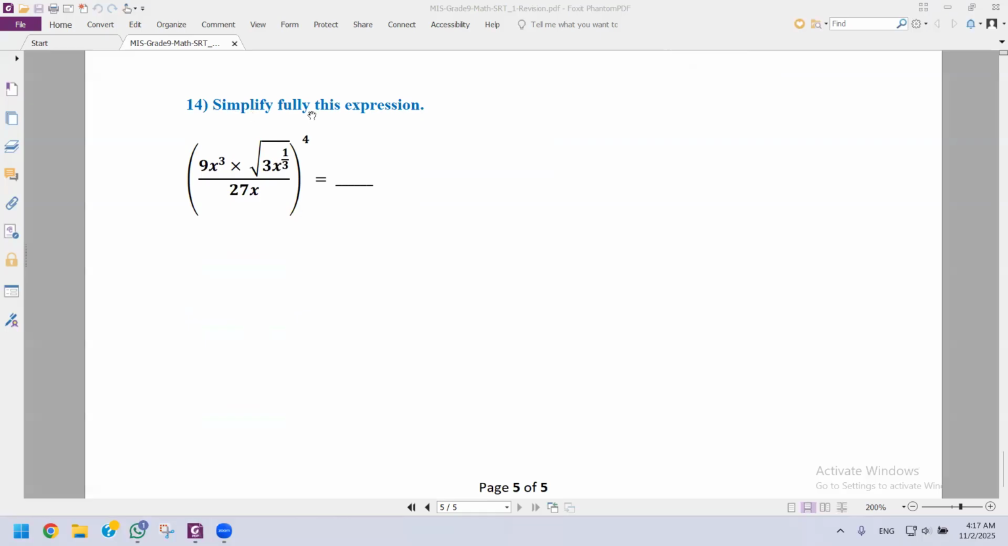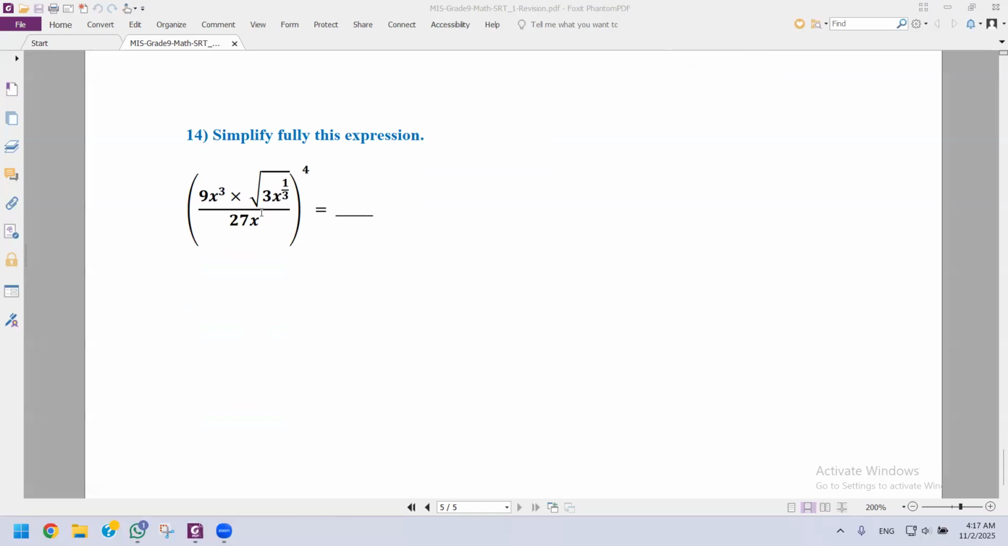So simplify fully this expression. First of all, let's focus on the bracket. Forget about that power. Can I simplify here? Yes, we can. 9 divided by 9 cancels. 27 divided by 9 is 3. I'll try to simplify as much as I can. Now, let me cancel this x, and 1 from this power will be 2.